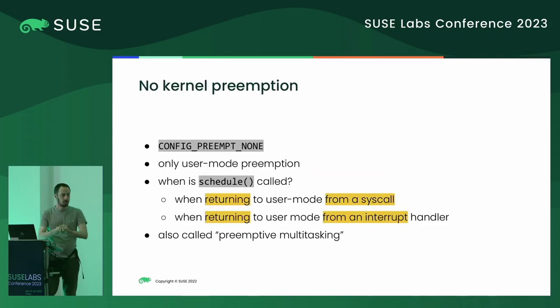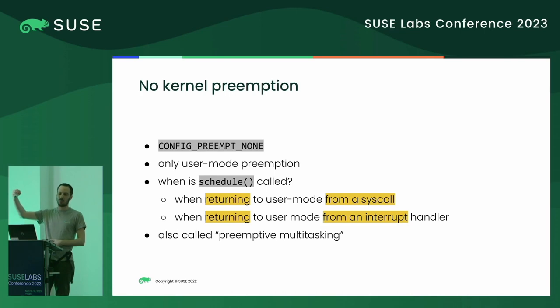So I will begin now describing in a little bit more detail each of those four flavors. So we begin with no kernel preemption, and there the task cannot be preempted while in kernel mode, but it can be preempted in user mode. When I first learned about kernel preemption and that there is a mode where you don't have preemption, I was thinking, wait a second, are we doing preemptive multitasking as I studied at school? But that's a different thing.